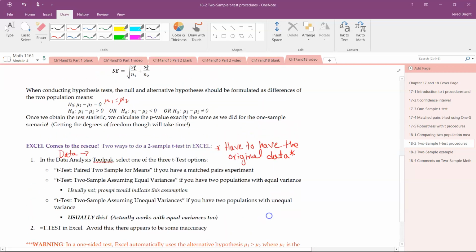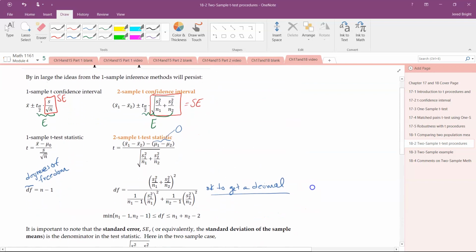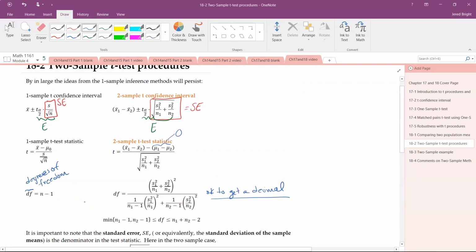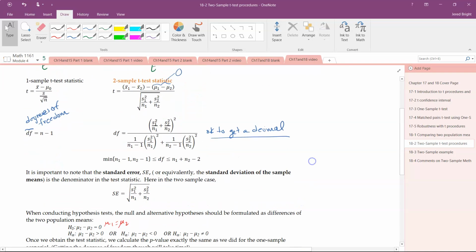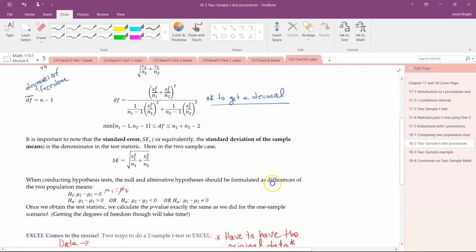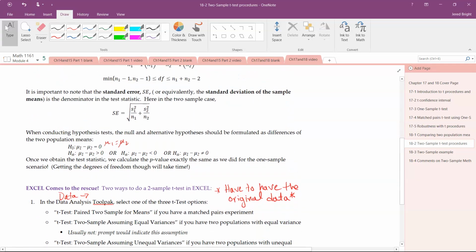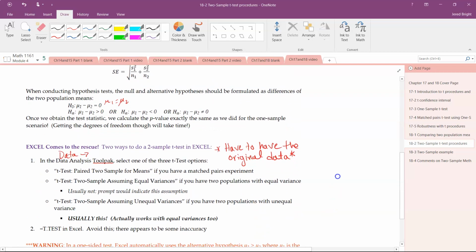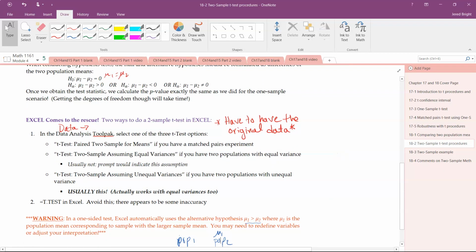But otherwise, we have a lot to keep track of here. Doing it by hand, a little complicated, but we can get through it. And then by and large, the other parts of the structure that we've built so far with hypothesis testing remain the same. And then if we can have access to the original data, use Excel.